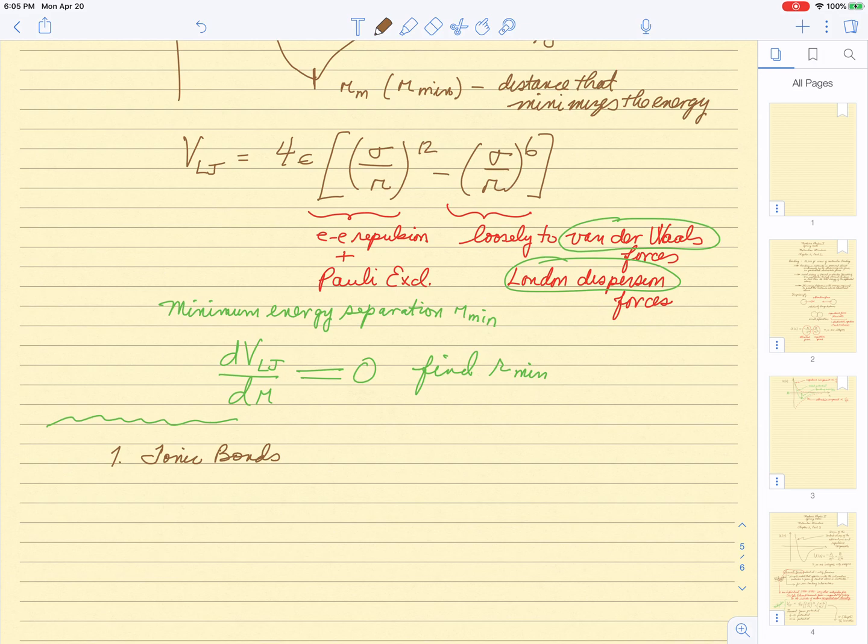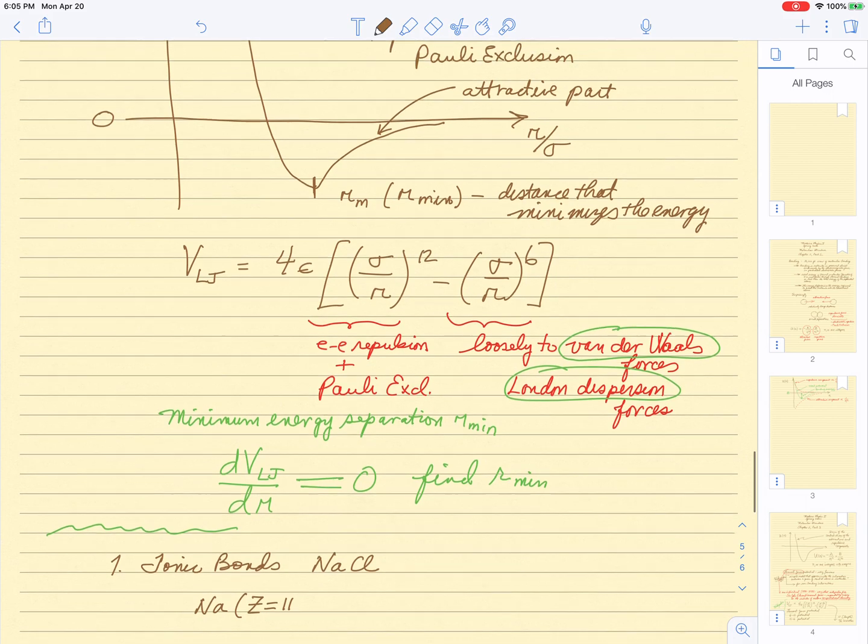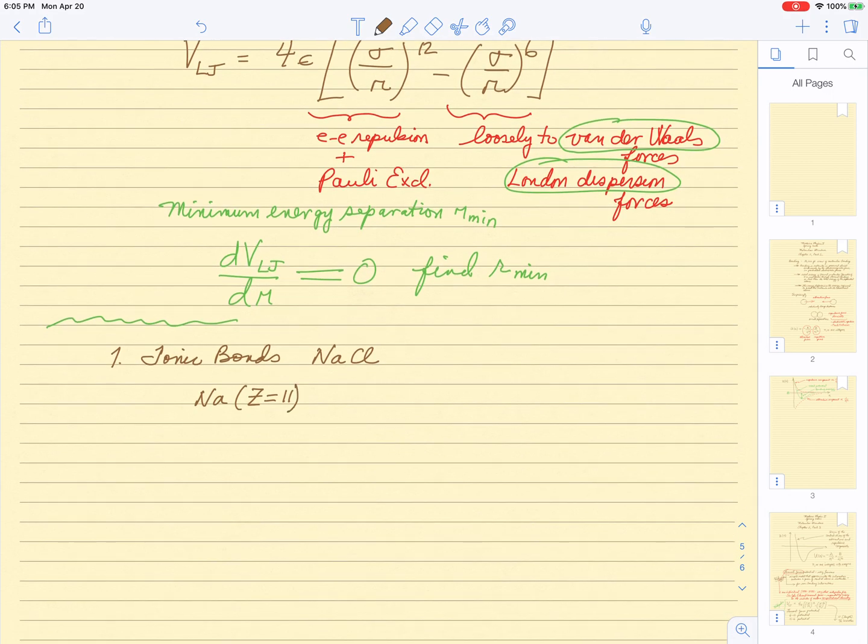And let's take a look at the prototypical material, sodium chloride. Sodium, if we go back and look at our electron configuration, is Z equals 11. And so that's going to be 1s2, 2s2, 2p6, 3s1.